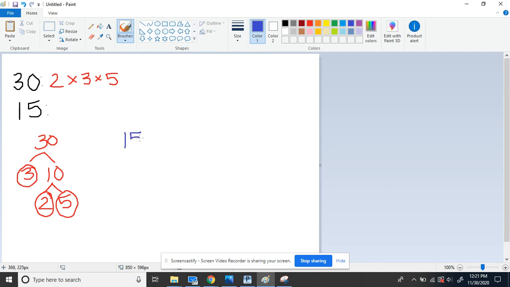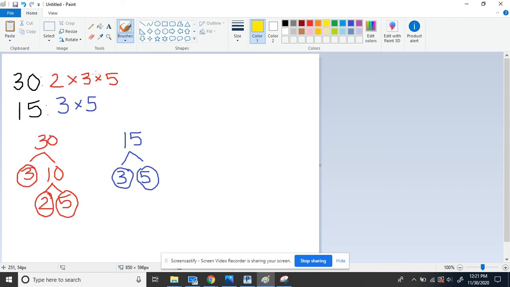For 15, break that apart into 3 and 5. Both of those are prime, so I've already found my prime factorization. Going to put those in order. 3 times 5 equals 15, and that is correct.